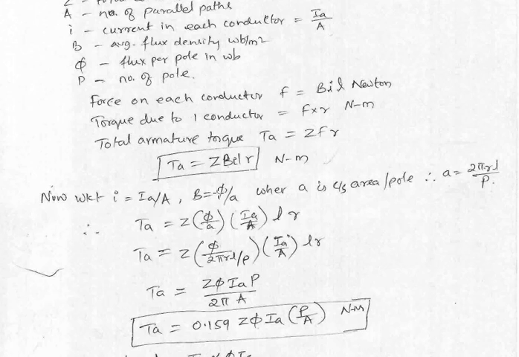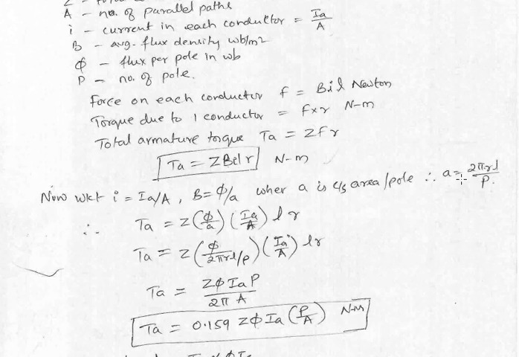And how is B represented in terms of flux? B is equal to flux per unit area, phi by A, where A is the cross-sectional area of the pole, and what would be the area of the pole? It would be 2 pi R L divided by P. So this is per pole, we have to calculate for per pole. R is the average radius, 2 pi R gives the outer circumference of the armature, and into L will give the total surface area, and we are dividing that by the total number of poles.